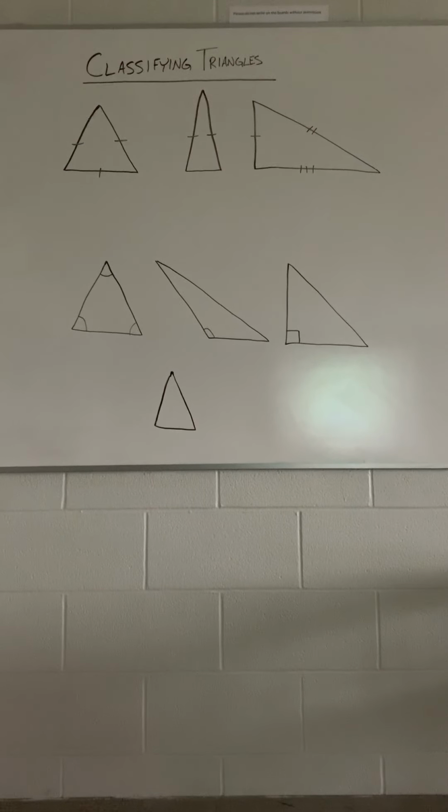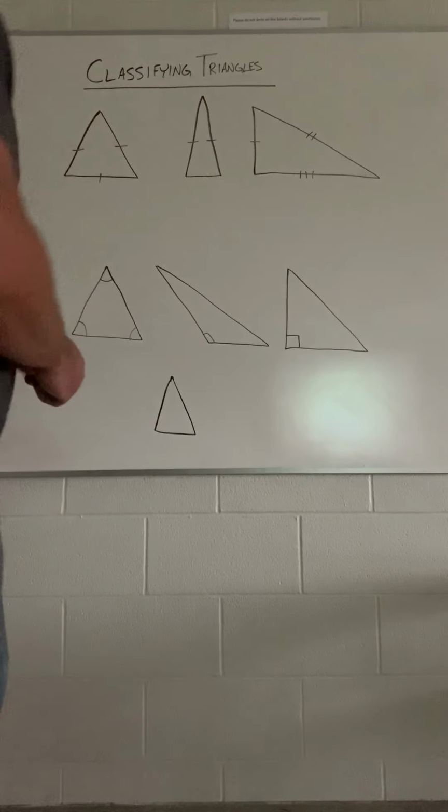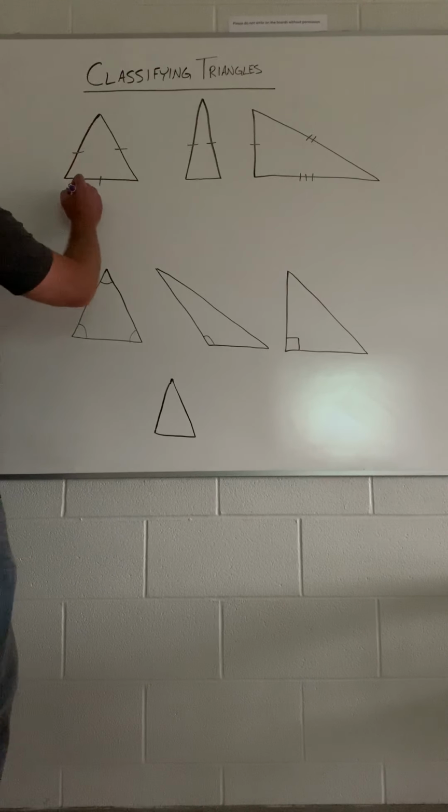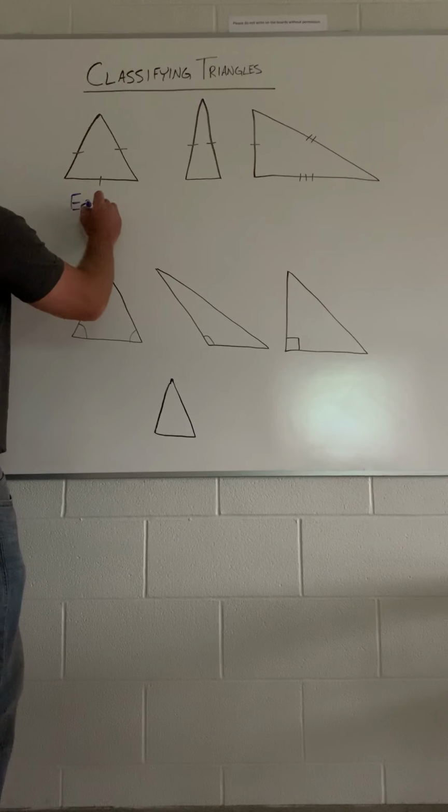All right, we're going to talk about classifying triangles. We've got 7 different triangles on the board. The first 3 we're going to classify by sides. Okay, the first one I've got 1, 2, 3 equal sides. So we call that an equilateral.